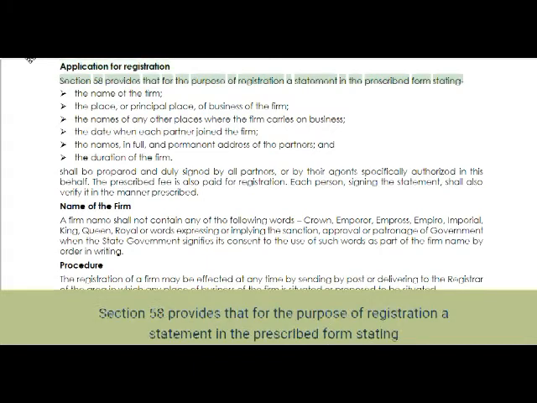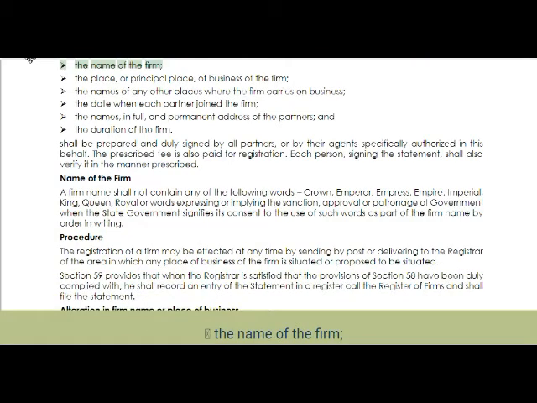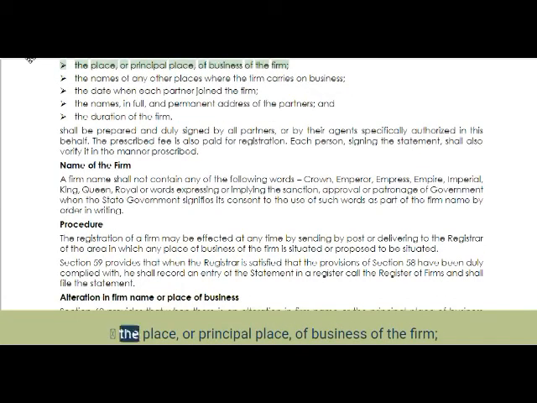Liability of estate of deceased partner. Section 35 provides that where, under a contract between the partners, the firm is not dissolved by the death of a partner, the estate of a deceased partner is not liable for any act of the firm done after his death.